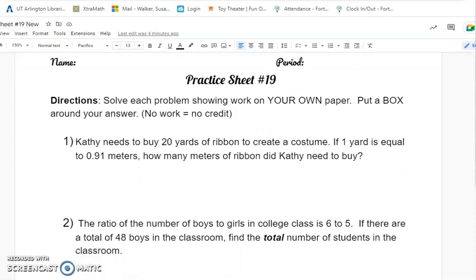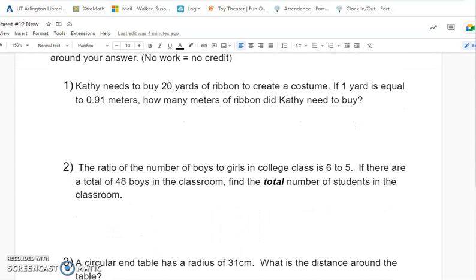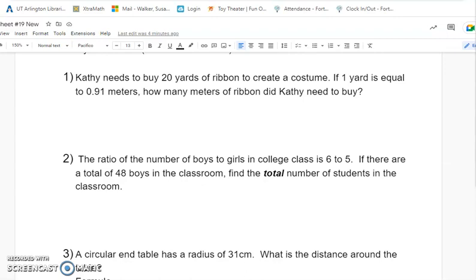Hey everyone, we are working on practice sheet 19. So let's look at number 1. It says, Kathy needs to buy 20 yards of ribbon to create a costume. If 1 yard is equal to 0.91 meters, how many meters of ribbon did Kathy need to buy? So in this case, all we're looking for is meters.